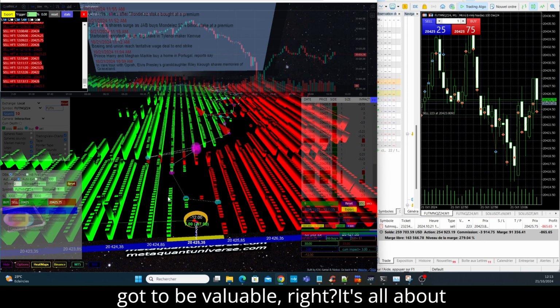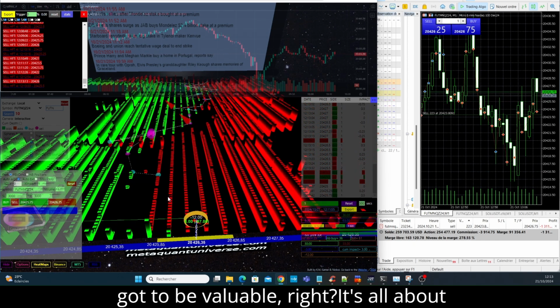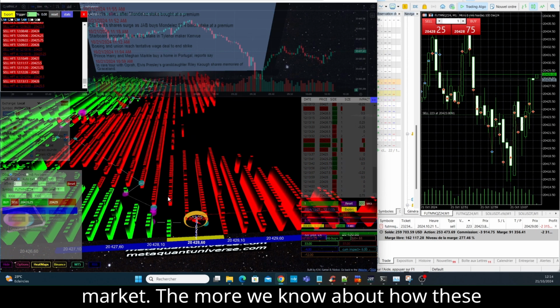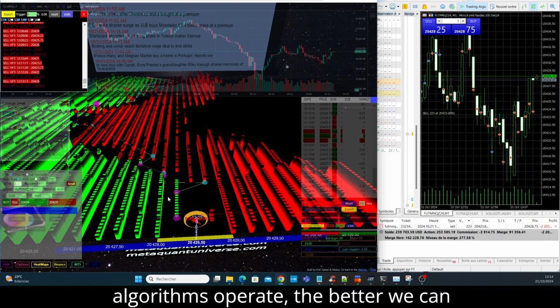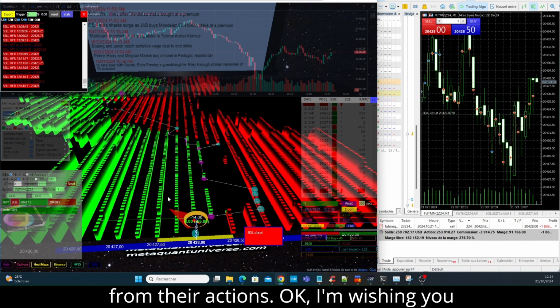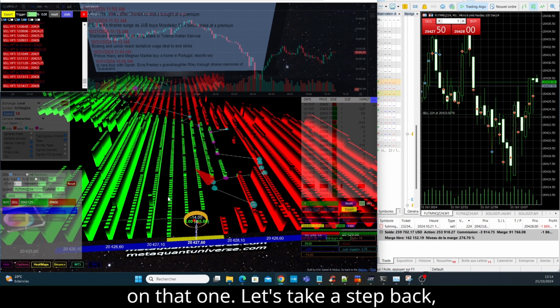Exactly. And that's got to be valuable, right? Yeah. It's all about understanding those forces at play in the market. The more we know about how these algorithms operate, the better we can position ourselves to actually profit from their actions. Okay. I'm with you on that one. Let's take a step back, though, for a second.